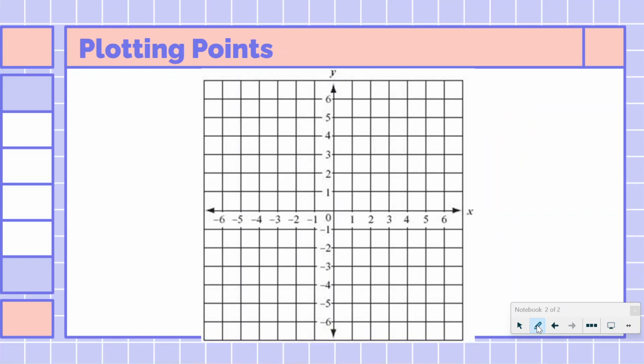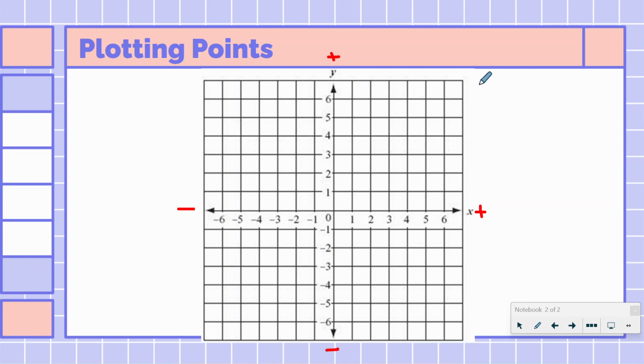The second thing I want you to do is I want you to label right next to your x-axis. The x-axis, if we go on the right, it's going to be positive, and if we go to the left, it's going to be negative. If we go up on the y-axis, it's going to be positive, and if we go down on the y-axis, it's going to be negative.